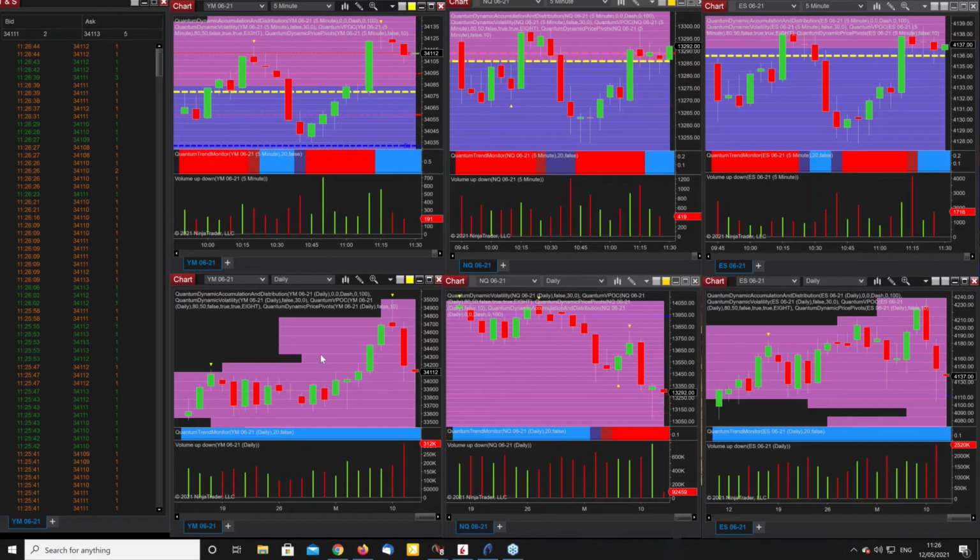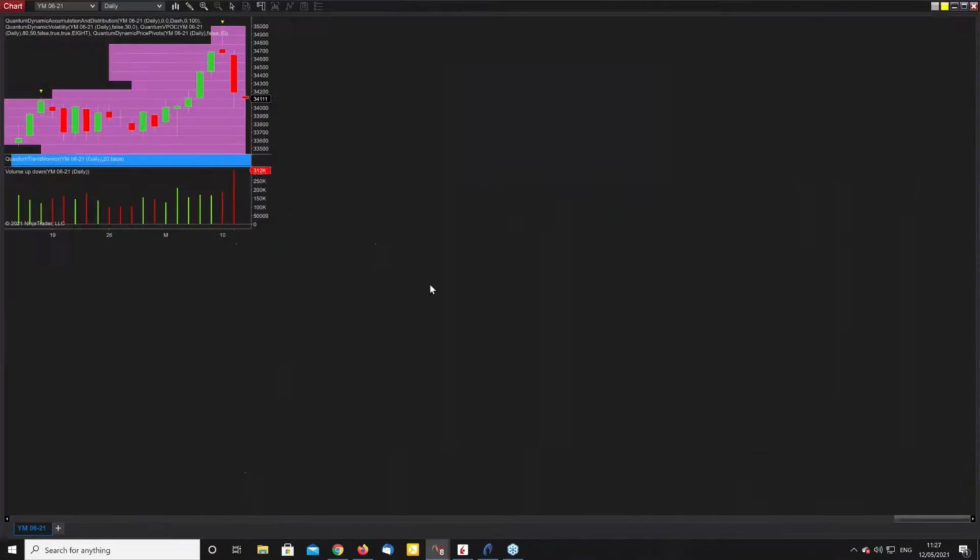I've got the YM, the NQ and the ES along the bottom here, and on the top I've got the 5-minute time frames. I've got the daily down the bottom, that's the Dow, Nasdaq 100 and the S&P 500, and up at the top there, the equivalent on the 5-minute time horizon. And really, probably of all these, this was the most interesting the other day.